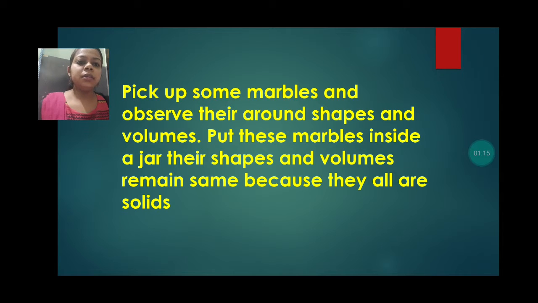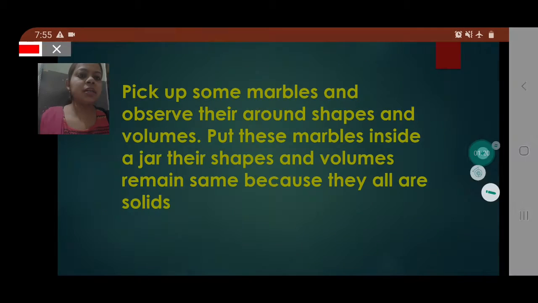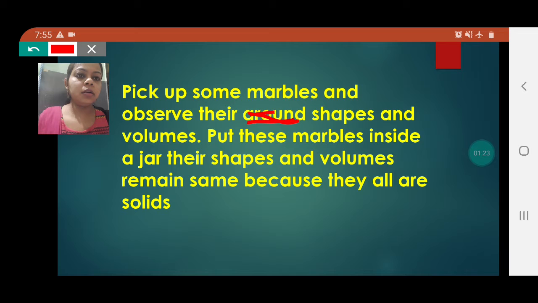Their shapes and volumes remain the same because they all are solid. Here by mistake it is there, it should not be. Observe their shapes and the volumes also. So this is saying that if you are keeping these marbles inside the jar, then the shape of the marble is round. When you take these marbles out of the jar and put them in some other container, or take them in the hand or anywhere else, still the shape of the marble will be the same. And this property is of the solid.